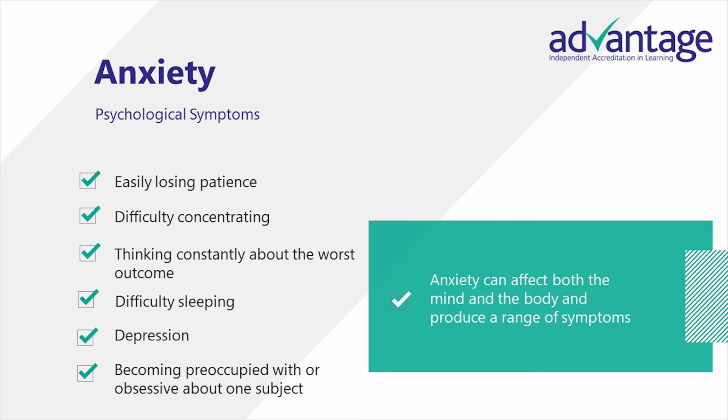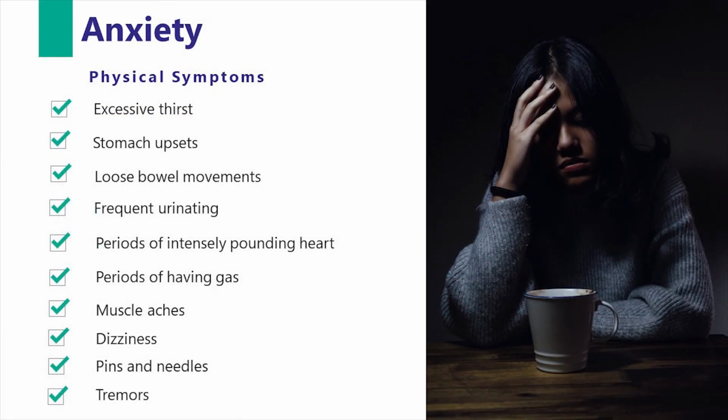You'll probably recognise the psychological symptoms of anxiety, such as someone who easily loses their patience, has difficulty concentrating, is thinking constantly about the worst outcome, has difficulty sleeping, may have depression, and can become preoccupied with or obsessive about one subject. But of course, there are also the physical symptoms of anxiety, including excessive thirst, stomach upsets, loose bowel movements, frequent urinating, periods of intensely pounding heart, periods of having gas even, muscle aches, dizziness, pins and needles, tremors.